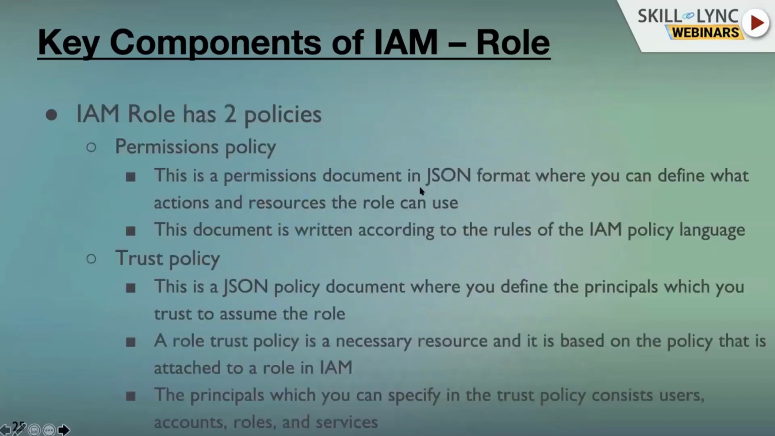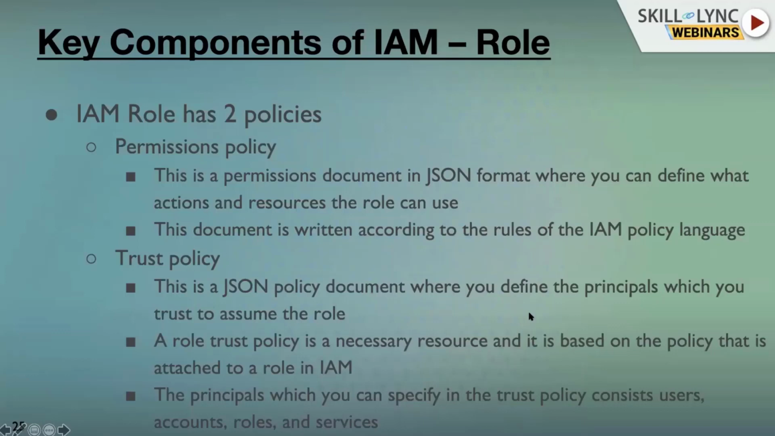So, as I mentioned, an IAM role has two policies: a permission policy and a trust policy. The permissions policy is in JSON format, similar to the policy which you saw, and we define which services are permitted to be accessed and what actions can be done. The trust policy is also a JSON document.